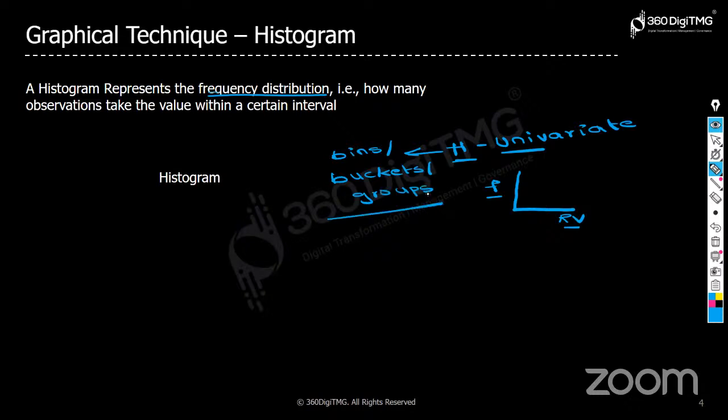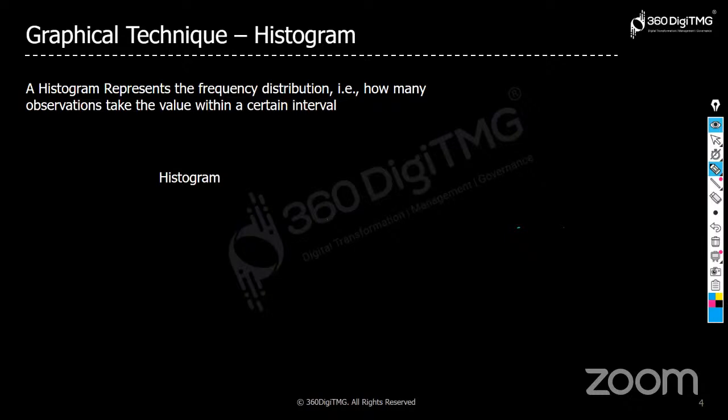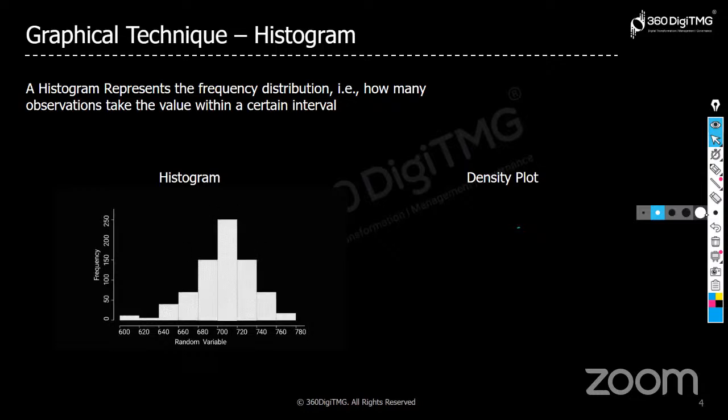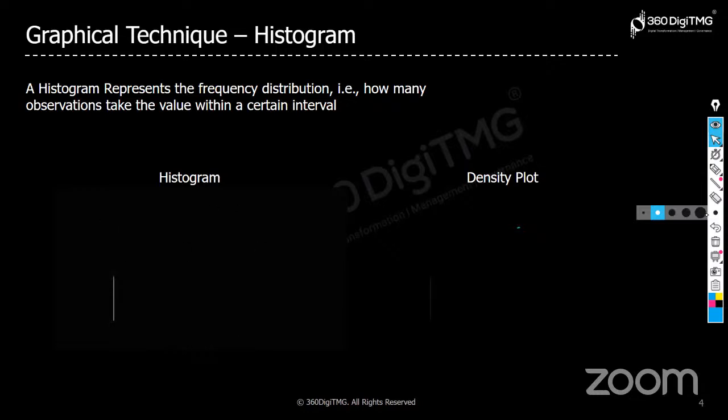Now let's see the example provided here. Okay. So in this first example, in this particular histogram, if you can see, on the x-axis we have the random variable, and on the y-axis we have frequency. And when we plot a histogram, it looks like this. We will see the second one also, and I'll show you the example.